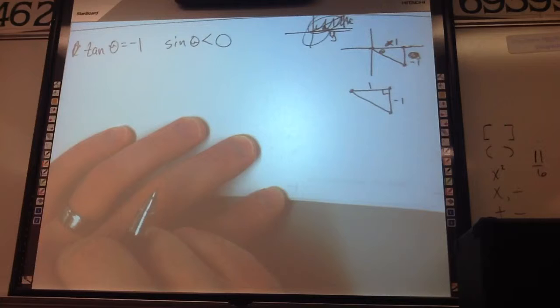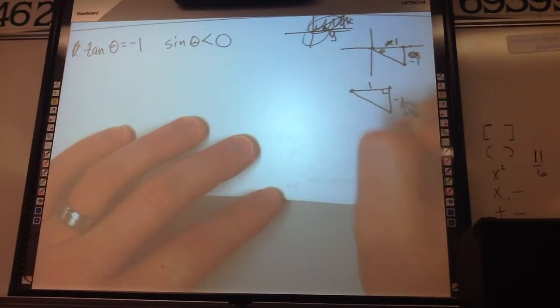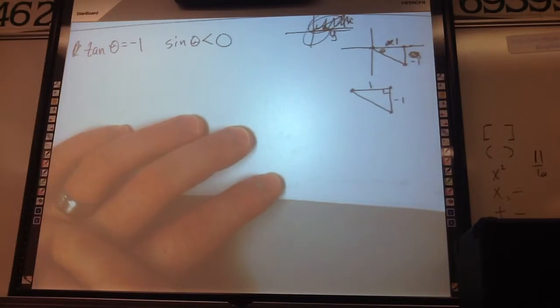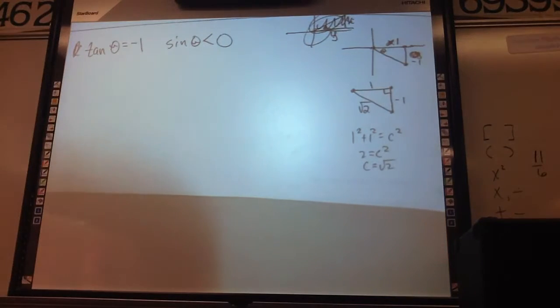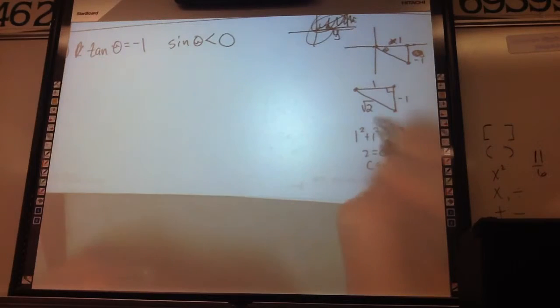If this is 1 and this is 1, how long is this side? Square root of 2. Pythagorean theorem: 1 squared plus 1 squared equals c squared, so 2 equals c squared, c equals the square root of 2. Or with special right triangles, these are 45, 45, 90 angles. Whatever this side is, those sides will be the same, and then you take that times the square root of 2, and you get the hypotenuse.